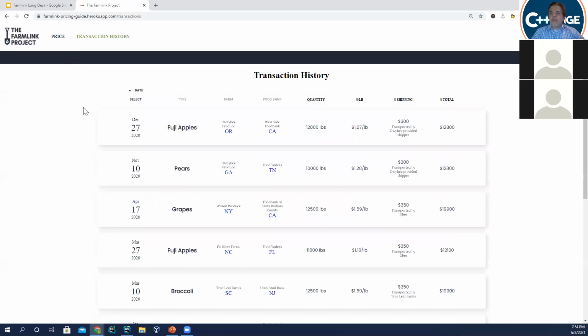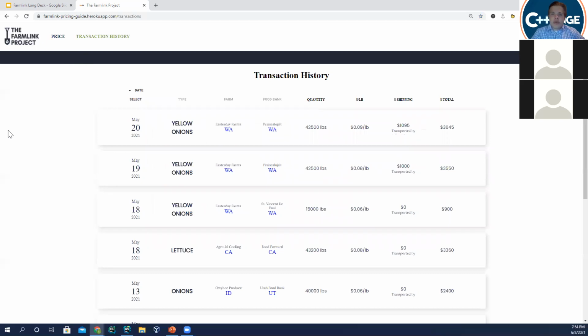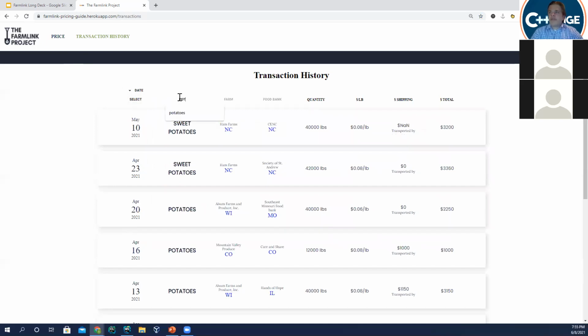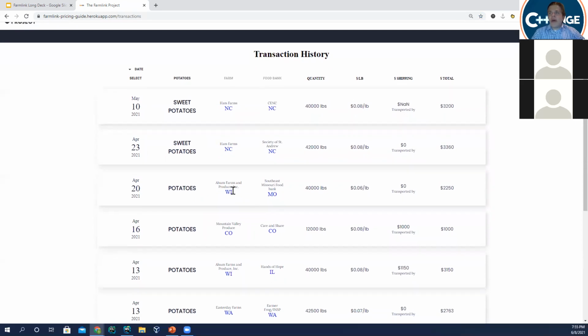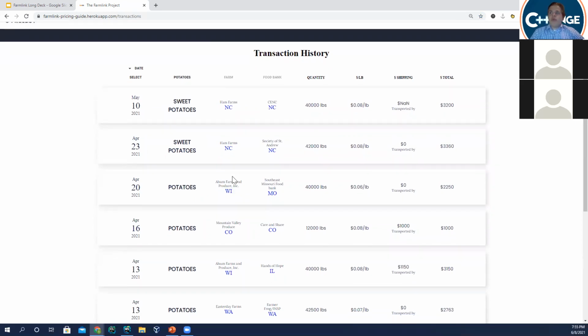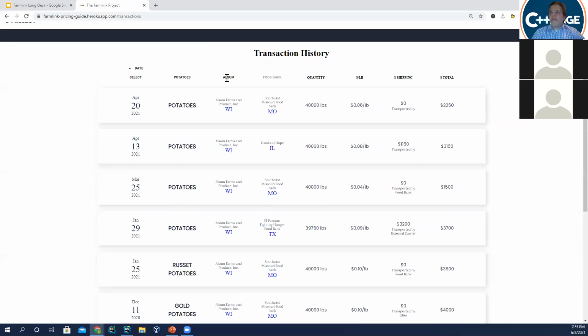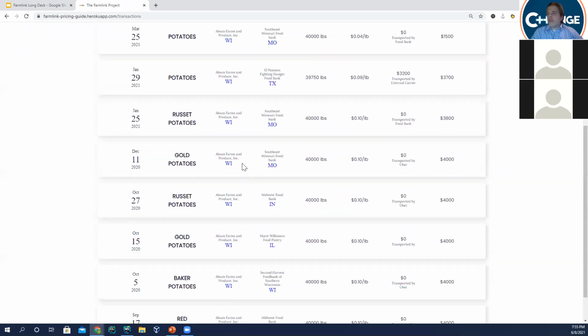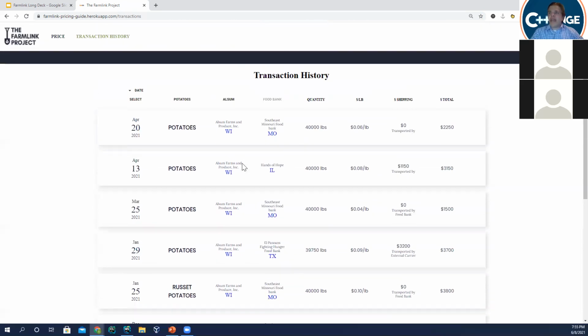So back to our example from before. We know that potatoes are doing really well in the Midwest and the South Central. Looking at the most recent transactions, let's search for potatoes, and we can see that the most recent transaction in the Midwest was from Awesome Farms on April 20th. Let's see what kind of precedent Farmlink has with Awesome Farms. You can quickly see that there's about 6 pages of transactions with Awesome Farms. They're a very common vendor.